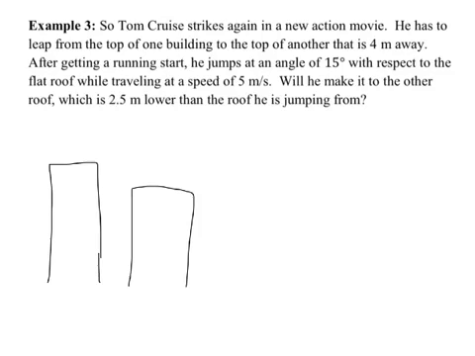So it says that the roof is 2.5 meters lower than the other one. So that's this dimension right here. It says that the rooftops are 4 meters apart. We're also told that he jumps at an angle of 15 degrees with a velocity of 5 meters per second. That's all the information that we're given. Again, the buildings are 4 meters apart. The second building is 2.5 meters lower than the first. He jumps off the first with a velocity of 5 meters per second and at an angle of 15 degrees.